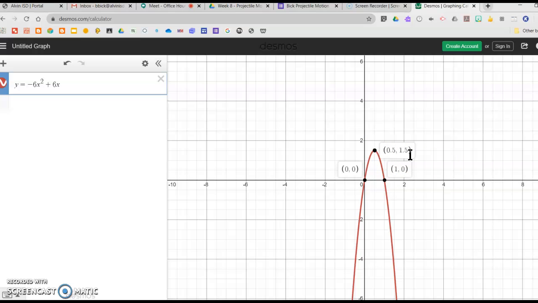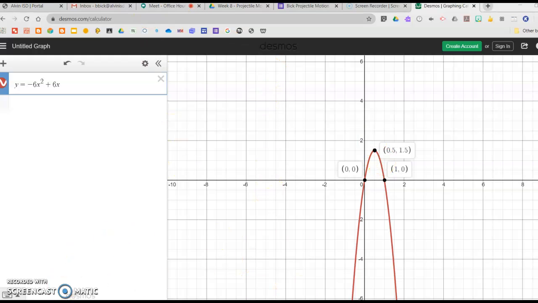Now you have to know how to read it. You have to know that this axis was time, so this is going to be the X values. You have to know that the Y axis was the height in feet. So you have to know that the 1.5 is height in feet. But if you can read the graph, that makes it so much easier and a lot less work. So that's the second option.